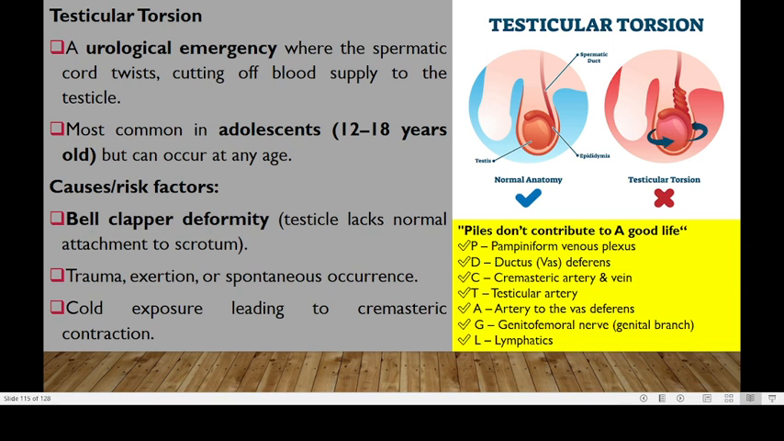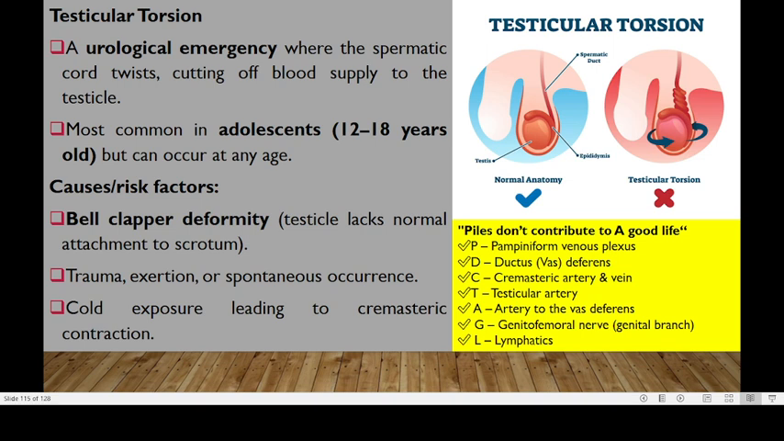Remember, the spermatic cord consists of the pampiniform venous plexus, the ductus or the vas deferens, the cremasteric artery and vein, the testicular artery, the artery to the vas deferens, the genitofemoral nerve, that is the genital branch, and the lymphatics. So when they twist and turn, it normally cuts off blood supply to those distant parts, and you can appreciate the different types of arteries that will be blocked.